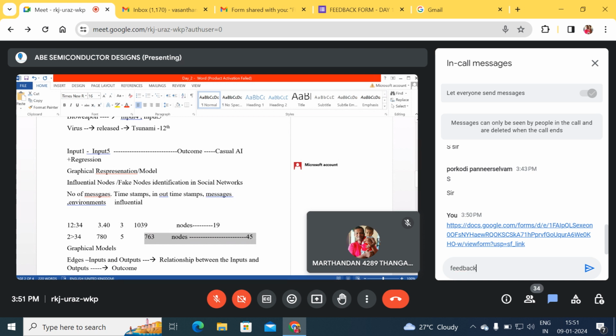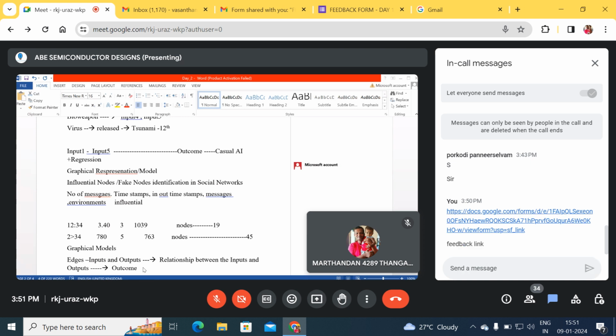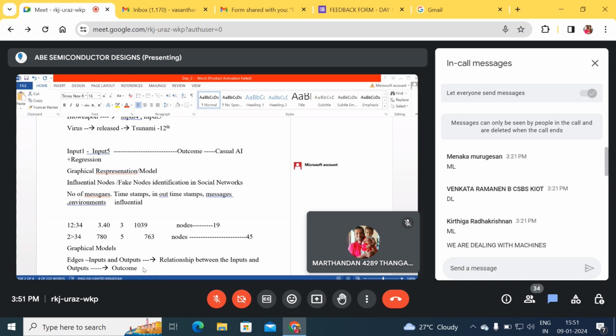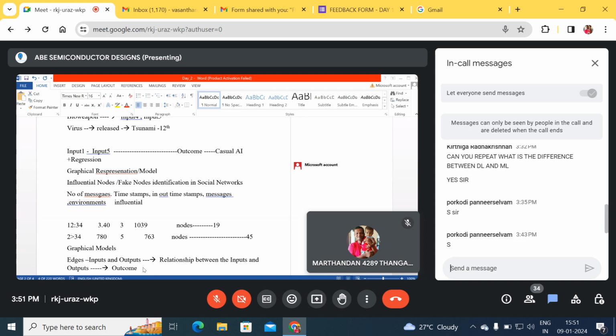So why do we take insurance? Why do we take a savings plan? Why do we take an FD? Why do we take an RD? Why do we put money in the post office? All these things are decided based on the outcome we want to achieve. So this is known as your causal AI system.